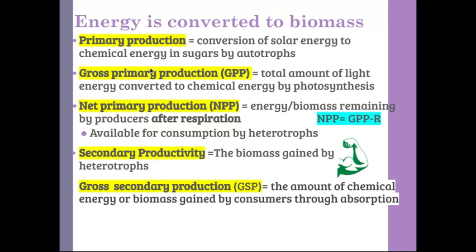GPP and NPP. So basically, gross primary productivity is the total amount of light photosynthetic product that's made. Okay, so the total product. However, the total product doesn't necessarily mean that that's what's going to get passed on to the next trophic level. Why? Because the plants themselves have to use some of that energy for their own metabolism, to keep their own cells alive.